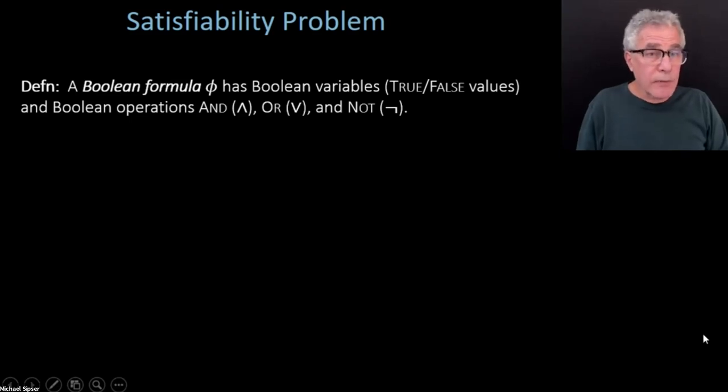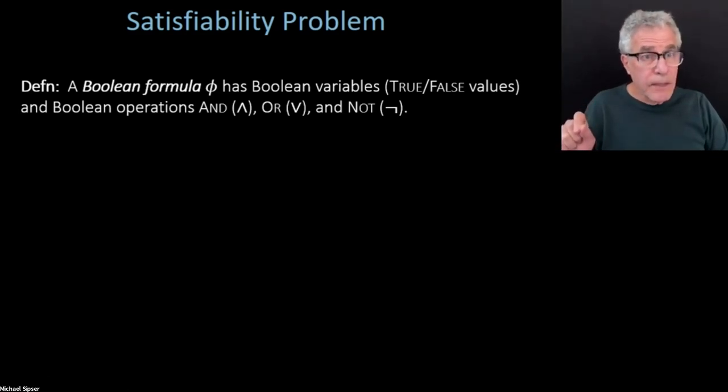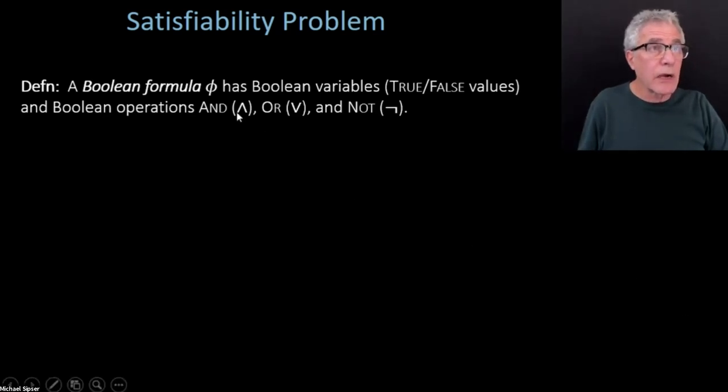So the satisfiability problem is going to be a computational problem that we're going to be working on. And it has to do with Boolean formulas. These are like expressions, like arithmetical formulas, like x plus y times z. But instead of using numerical variables, we're going to be using Boolean variables that take on Boolean values true, false, or sometimes represented by one and zero. And the operators that we're going to be using are the and, or, and negation operations: and, or, not.